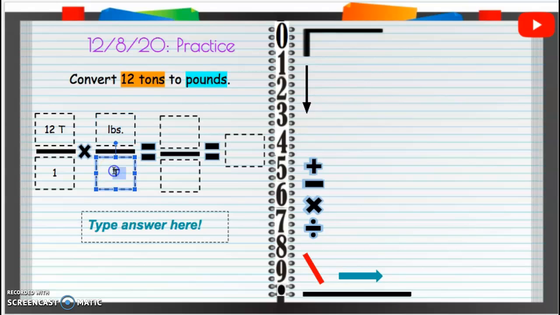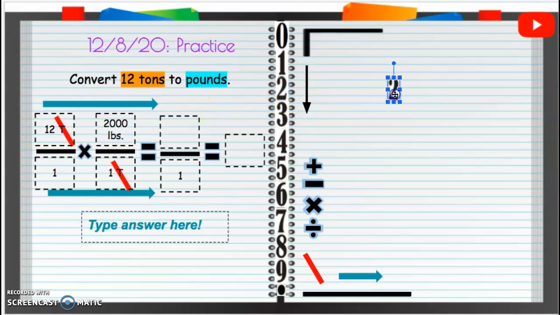So 1 ton equals 2,000 pounds. Now, we can cross out or cancel out our tons, because tons divided by tons is 1. Remember, anything divided by itself is 1. If we take a look at the bottom, or our denominator of our fraction here, 1 times 1 is 1. Now let's take a look at the top. 12 times 2,000. So I'm going to multiply over here.